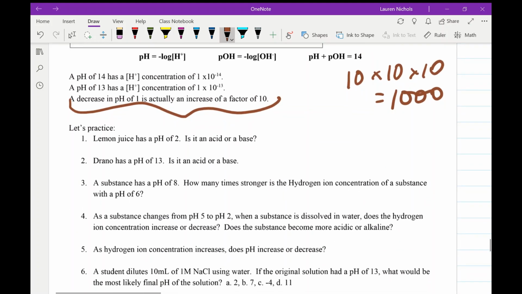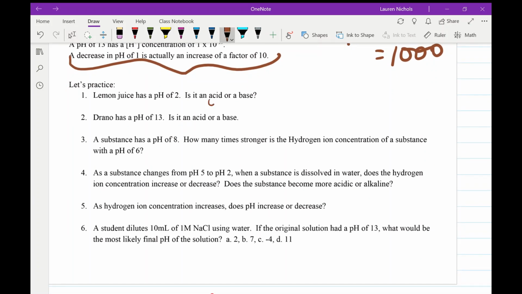You can kind of answer these on your own. You should know acid, base. For number 3, you should get 100 times. For number 4, which again, pause the video if you're trying to do these on your own, you should say that it increases by 1,000%, and it's definitely becoming more acidic because it's lowering its pH.